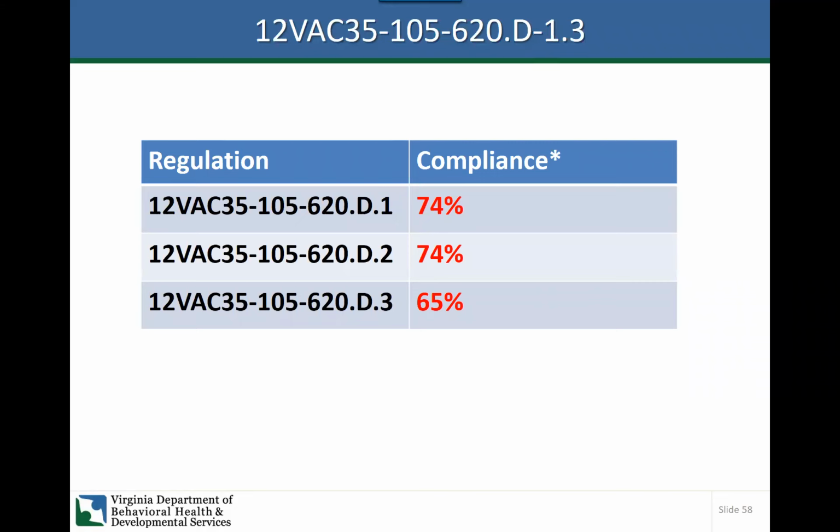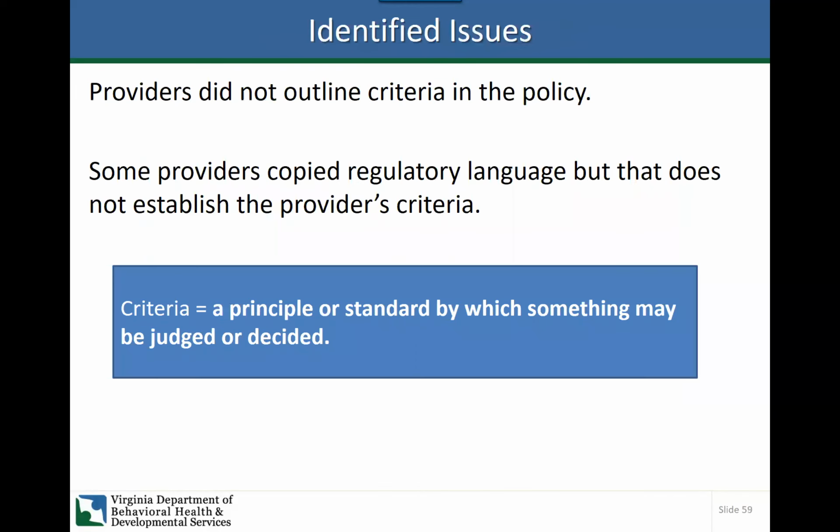So we're going to break this down on the next slide. I think the main thing was that providers just did not decide and outline in their policy what their criteria was going to be. They just copied and pasted regulatory language, but that does not establish the provider's criteria. So this is Webster's definition of criteria. It's a principle or standard by which something may be judged or decided. So I would really think about that. It's a standard by which you're going to decide something, if that helps.